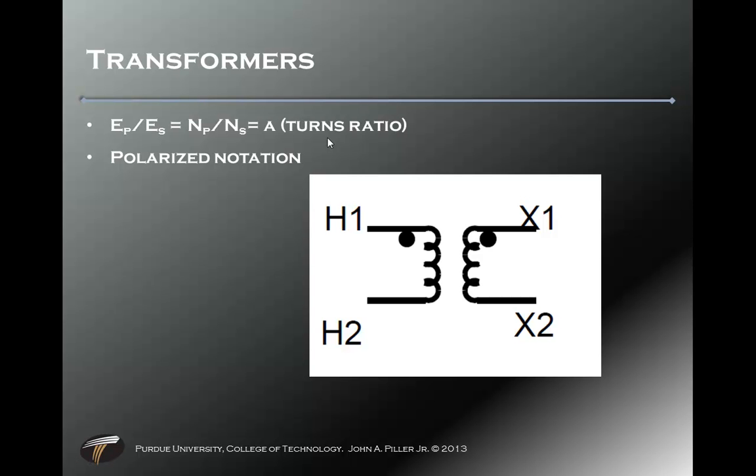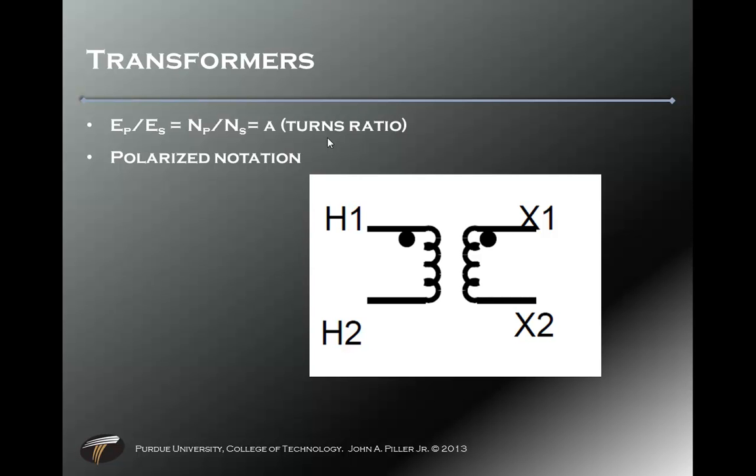for our turns ratio in notation, and it can be found also with the current. You can see, because E equals I times R, it goes across the board. We can find that turns ratio in numerous ways. Generally speaking, you take the primary voltage and divide it by the secondary voltage to get your turns ratio.